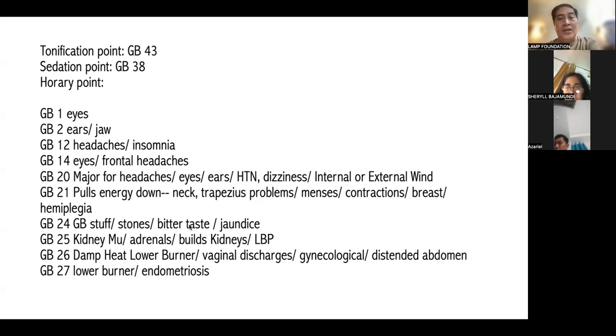So, if you have issues with the eyes, you use gallbladder 1. Can anybody point to me where gallbladder 1 is? Nasaan si gallbladder 1? Dali lang naman natandaan ito. Okay. Basta may issue sa eyes, you use the GB1. And then, the outer canthus. Yes, lateral or outer canthus.